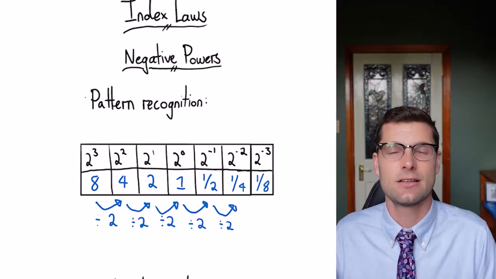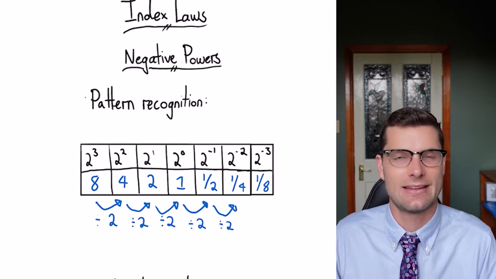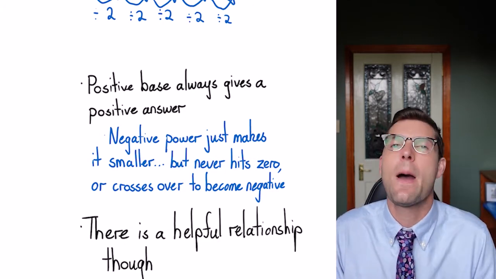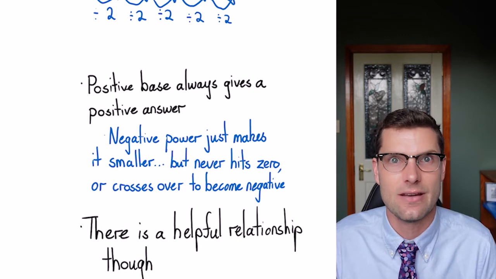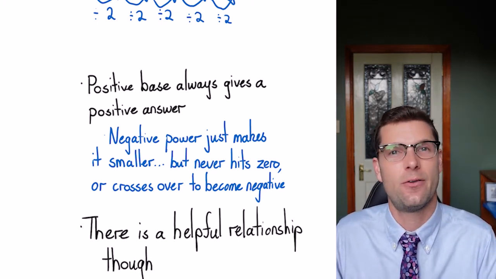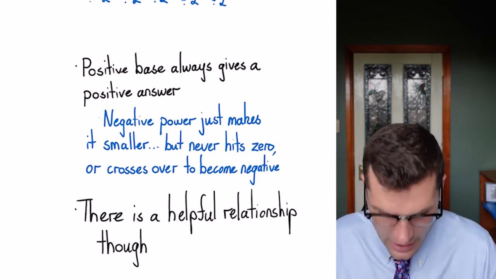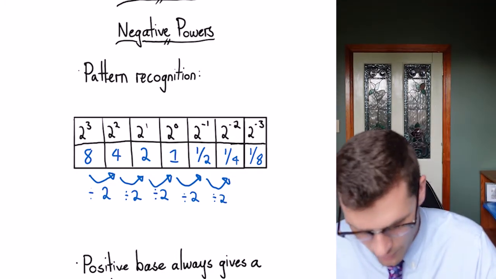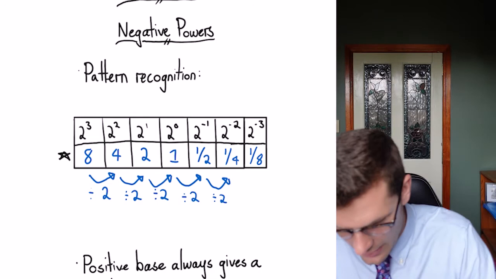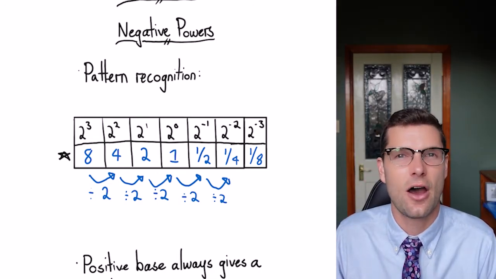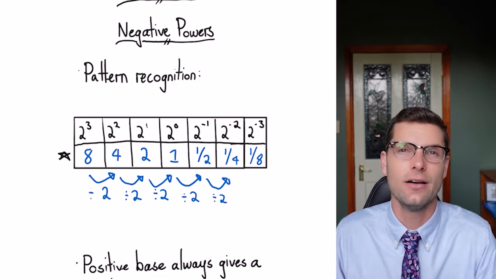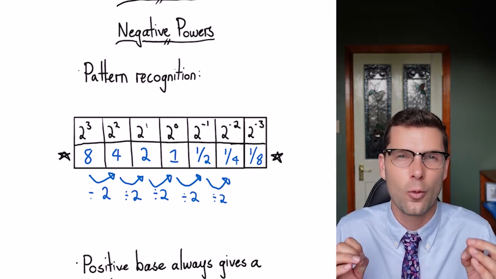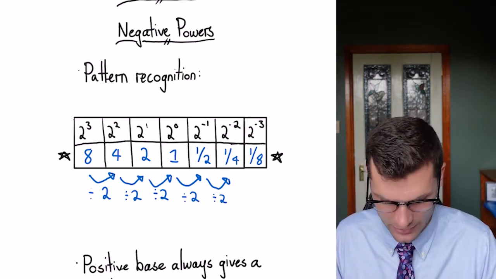So a positive base will always give a positive answer. Even if the indice is negative, it just gets smaller and smaller, but it never crosses over to becoming a negative number. This is a super helpful relationship for us to solve these questions really quickly. If we have a look up here, I saw that 2 to the power of 3 gave me positive 8 over here. If I had 2 to the power of negative 3 on the other side, that becomes 1 over that number I had to start off. So this is 1 over the same number. With this in mind, we can work these out incredibly quickly.